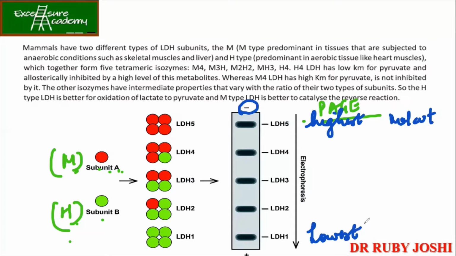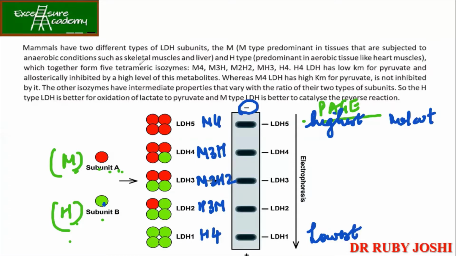Now, in a few textbooks, it will be written as, see, it is B, right? So it can be written as H4. This will be H3M or MH3, whatever. M2H2. Then here M3H. Then this is M4. Okay. How this came about, that you understood, right?